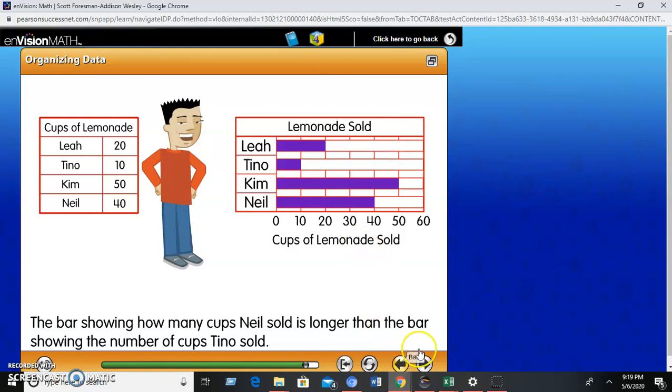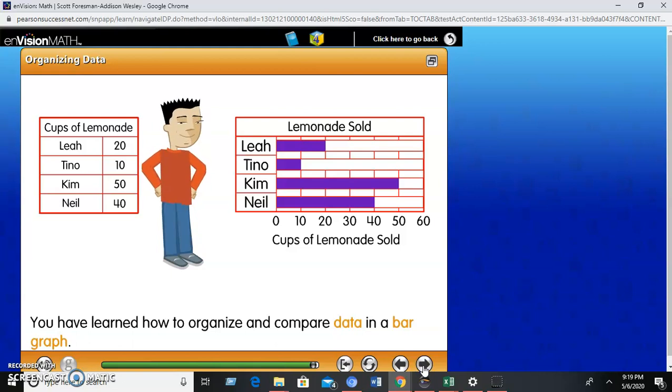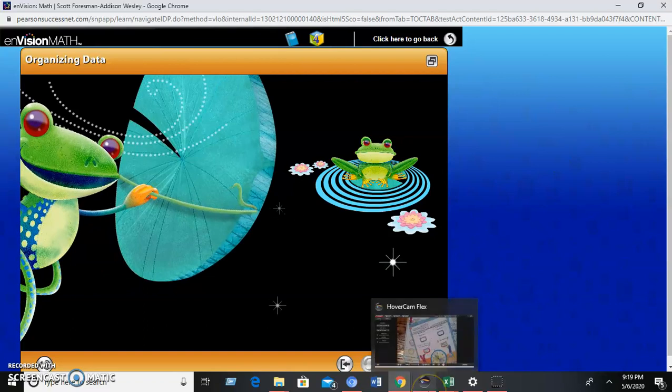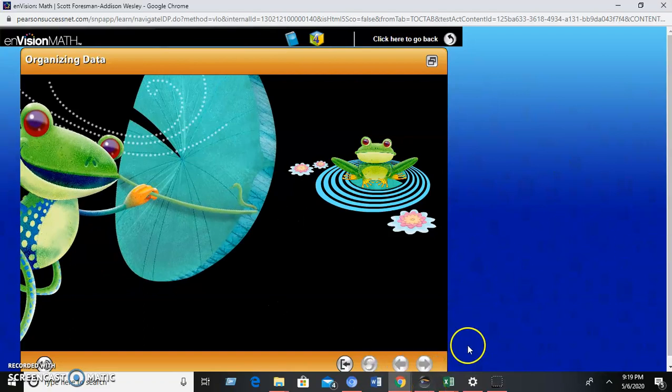The bar showing how many cups Neil sold is longer than the bar showing the number of cups Tino sold. Yep. So if we just look at the bar, here's Tino, and it goes to the end, and Neil goes way out here. You have learned how to organize and compare data in a bar graph.